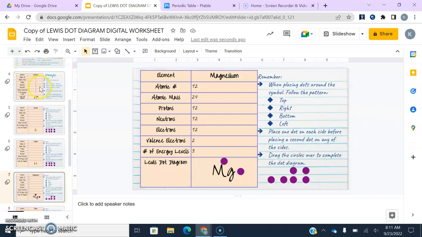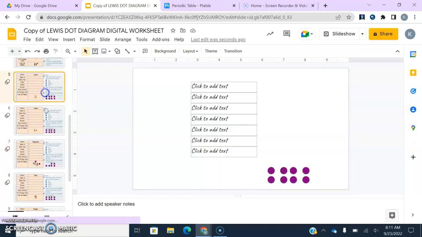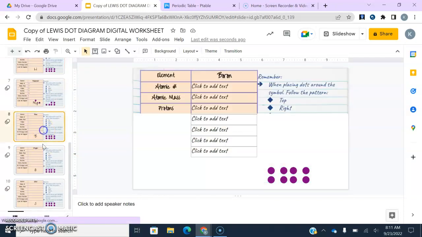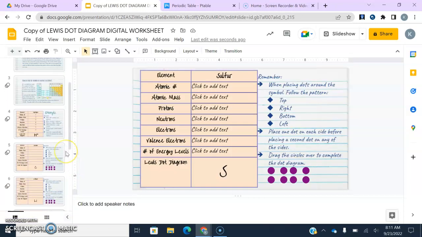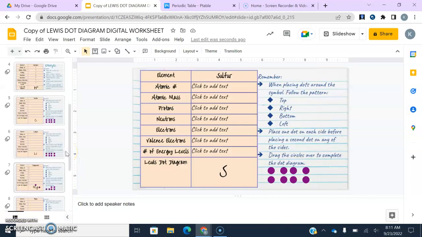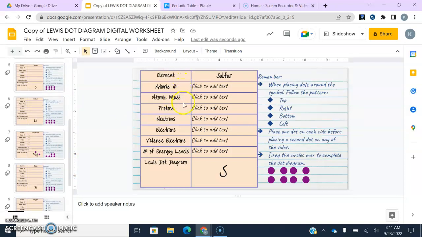So you have 2 examples now, one that's built in right here and then one for magnesium right here. So you guys have to do carbon, lithium, boron, oxygen, and sulfur. So just 5 examples for you to do on your own today. Make sure you're using your periodic table. Again, if you just Google p-table, it pops right up. Make sure you're using your table to fill in the information and then dragging the dots to do your Lewis dot diagram.